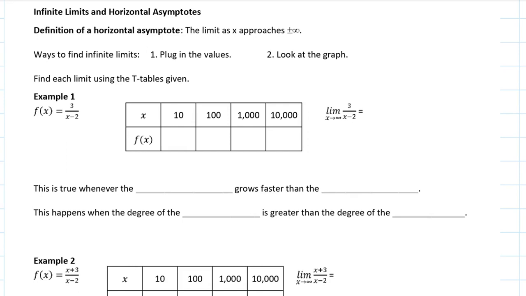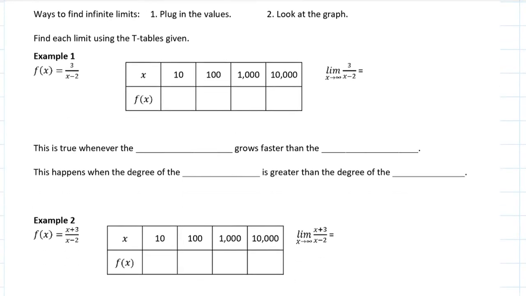So take a look at example 1. It says find each limit using the tables given. Here's my function f, and they want me to plug in all these values here. So if I plug in 10, I get 10 minus 2 in the denominator, which is 8. This is 3/8. Okay, big deal. So I plug in 100 in the denominator. Now I have 98 in the denominator. That's 3 over 98. I plug in 1,000. I get 998 in the denominator, but I still have 3 in the top, right? 3 over 998. Maybe you're starting to see a pattern here.